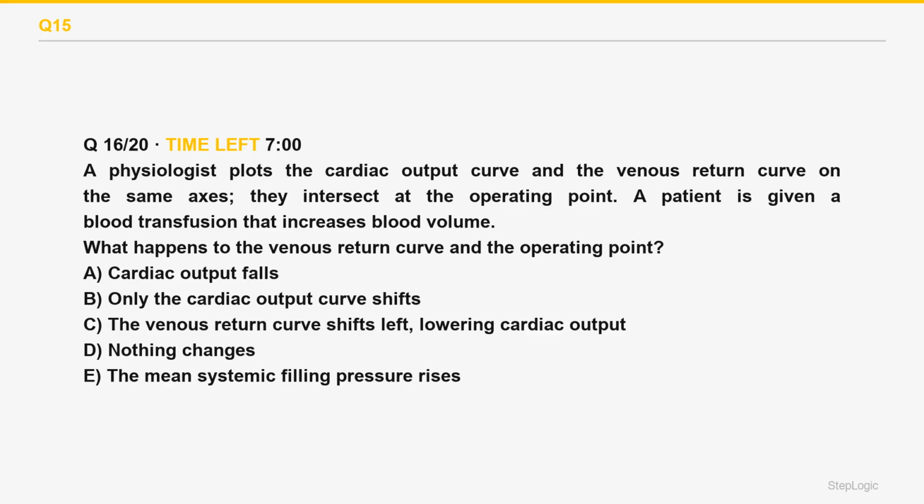What happens to the venous return curve and the operating point? A physiologist plots the cardiac output curve and the venous return curve on the same axis. They intersect at the operating point. A patient is given a blood transfusion that increases blood volume. Read the command, effect of increased volume on venous return curve and operating point. Transfusion raises mean systemic filling pressure, shifts the VR curve right, raises cardiac output.